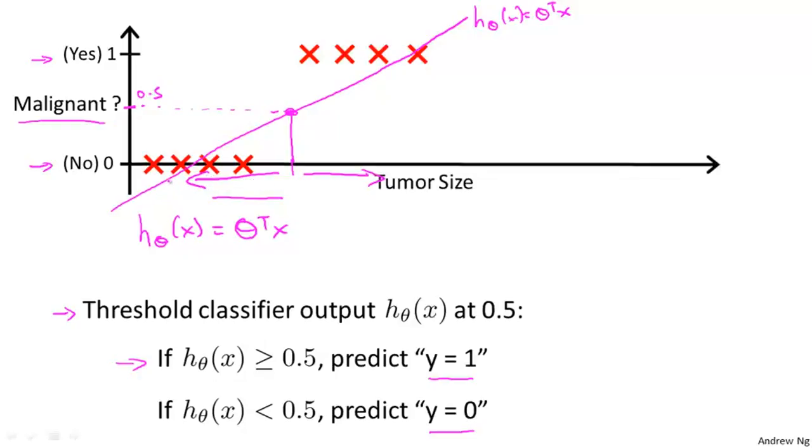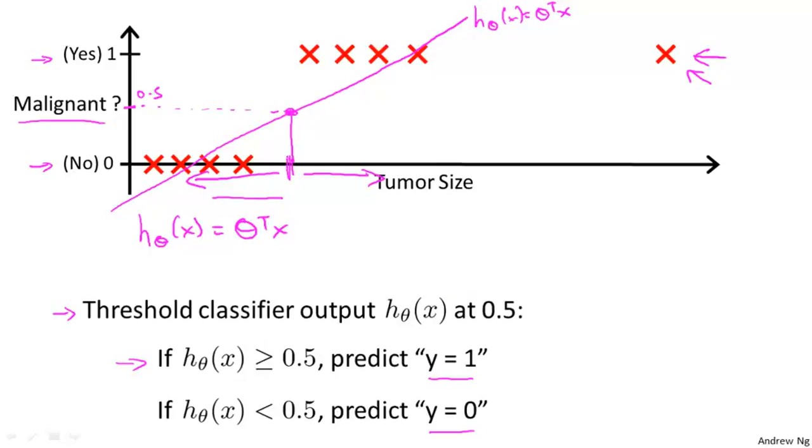Let me extend out the horizontal axis a little bit, and let's say we got one more training example way out there on the right. Notice that that additional training example, this one out here, doesn't actually change anything, right? Looking at the training set, it's pretty clear what a good hypothesis is.